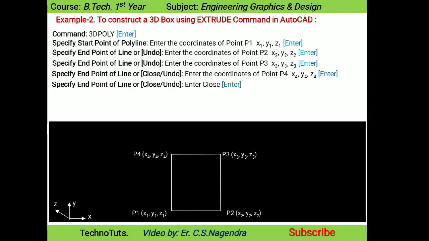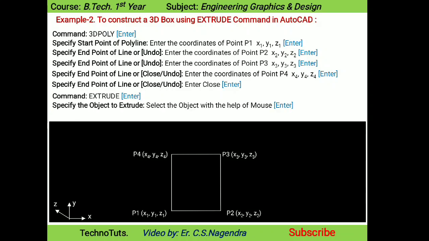So just type there close or C and press enter key. You will see a rectangle constructed on the viewport. Now at the command prompt type extrude. After that the computer will ask you to specify the object to extrude. So you have to select that rectangle with the help of mouse.